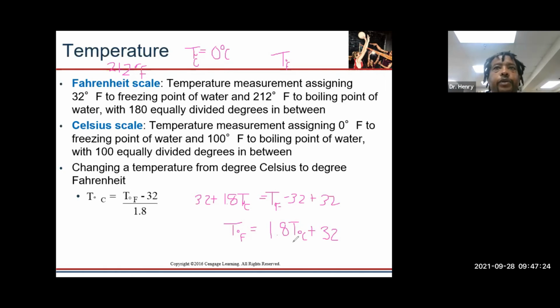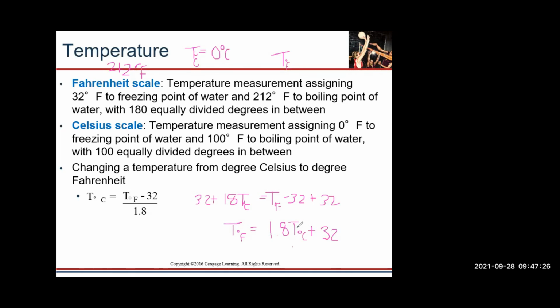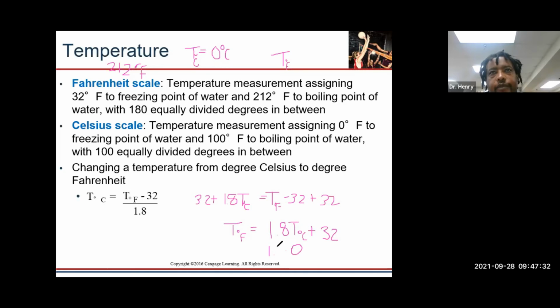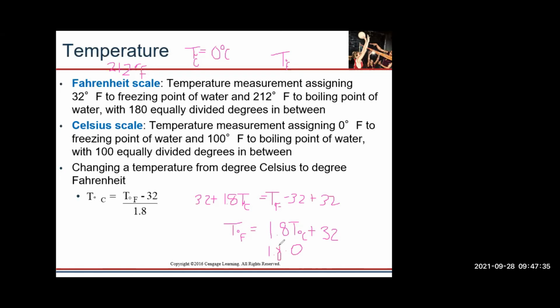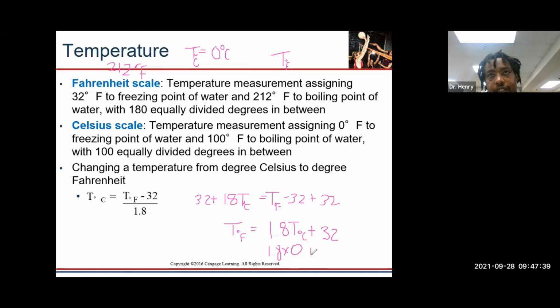Okay, so if we put 0 degrees in for our TC, we have 1.8 times 0, which we know is going to be 0, plus 32.